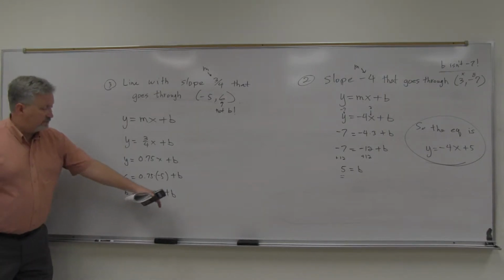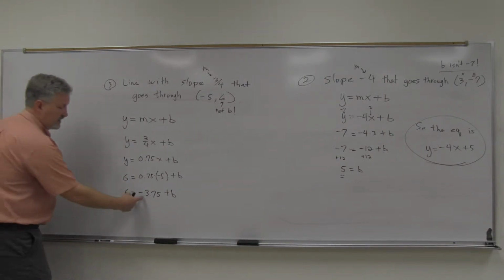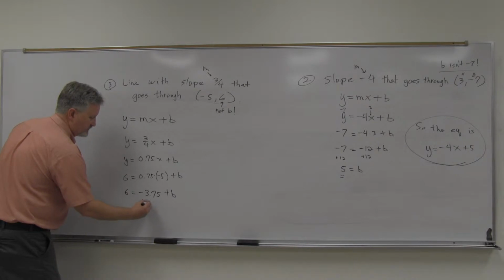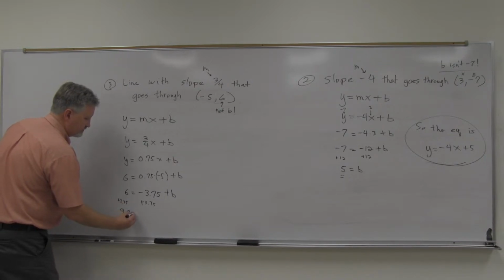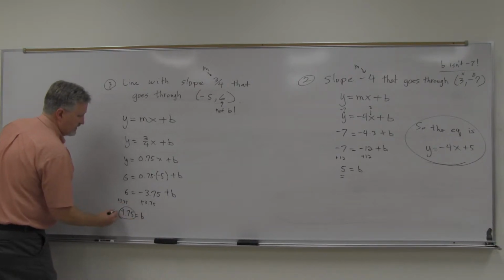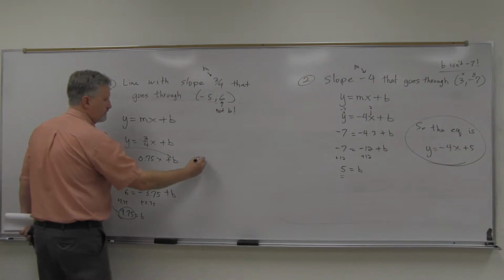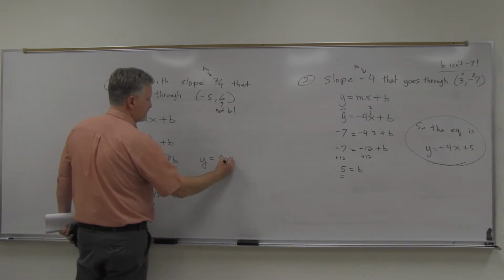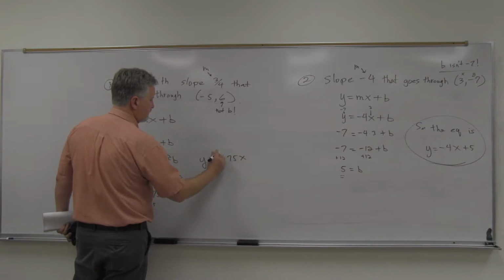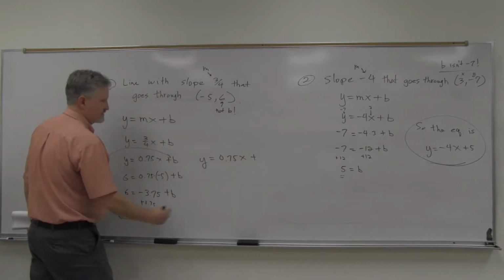So all you have to do then is just add. We've got -3.75, so we can add 3.75 here and here. So it'll be 9.75 equals b. We're just going to take that and plug that in to get our final answer: y equals 0.75, or 3/4, x plus 9.75.